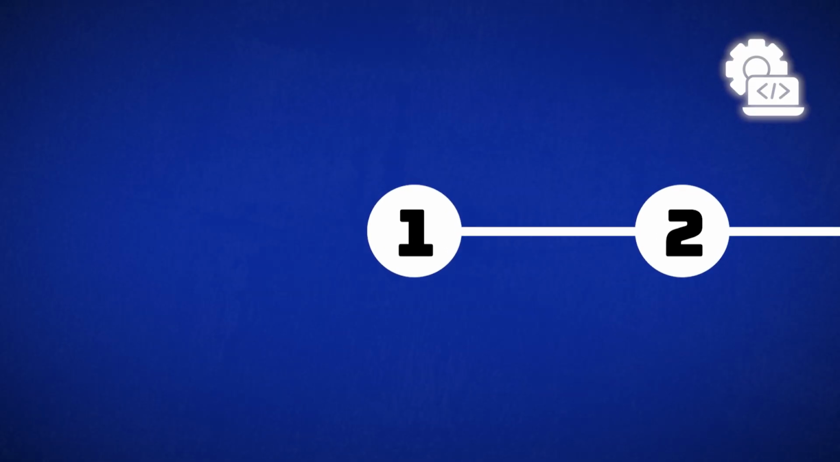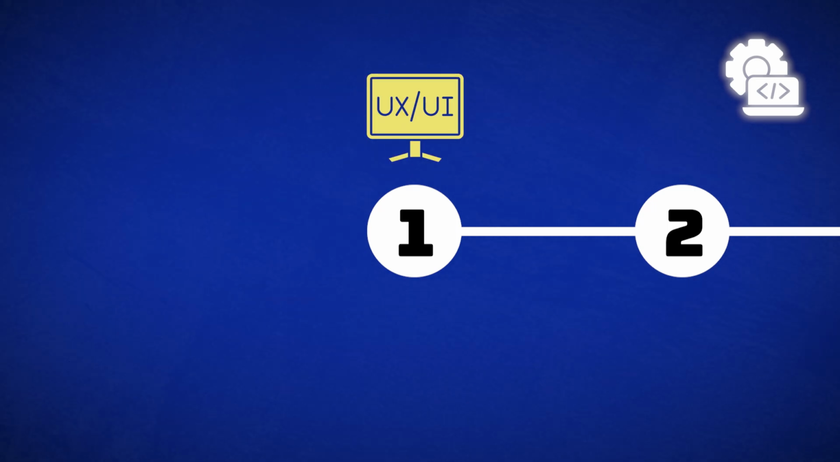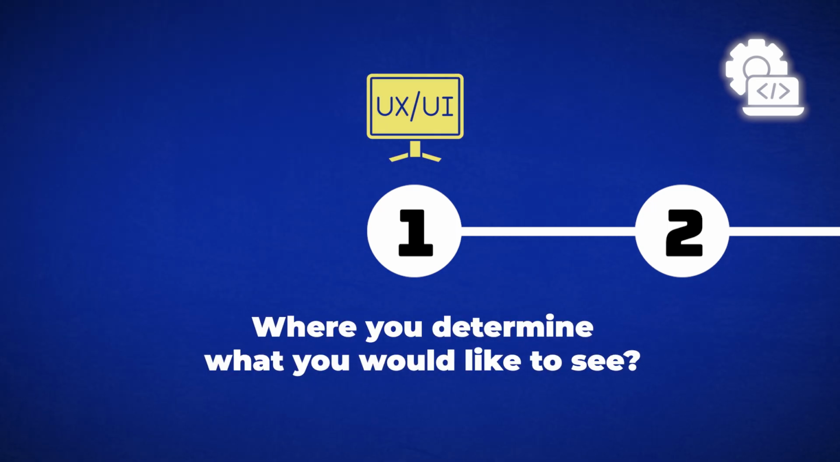The first step is the UX/UI perspective, where you determine what you would like to see. You meet with the designer, who preferably uses Figma, and you tell him what you want. Then he would build something that looks similar, a prototype of some sort. You go through the prototype back and forth until you come up with something that you actually like.